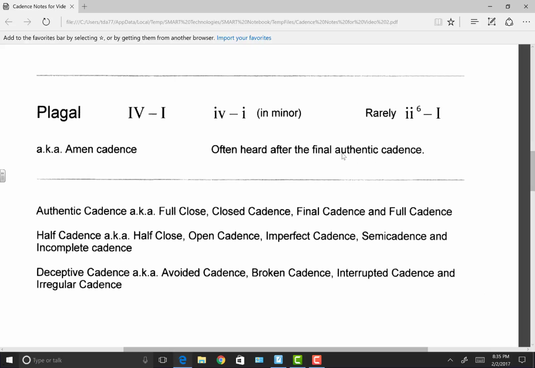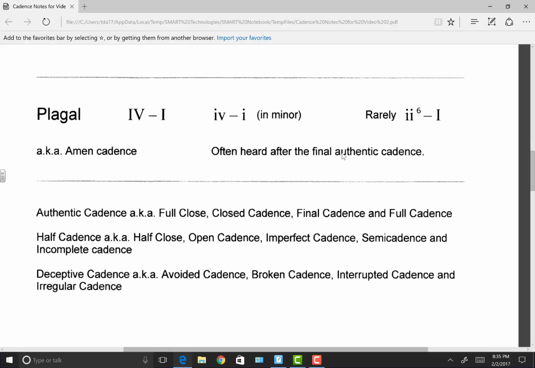Moving on to our Plagal Cadence, aka the Amen Cadence, often heard after the final authentic cadence. It's a 4 to a 1 in major or minor, and rarely, but you'll see it, it could be a 2 to a 1 or a 2-6 to 1.